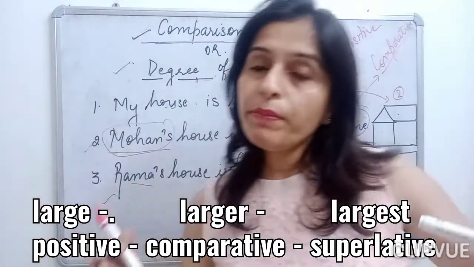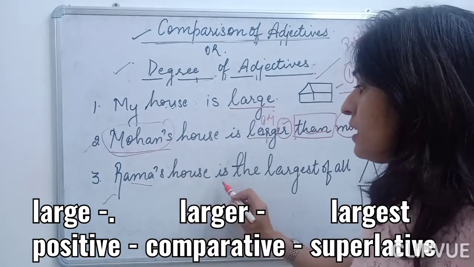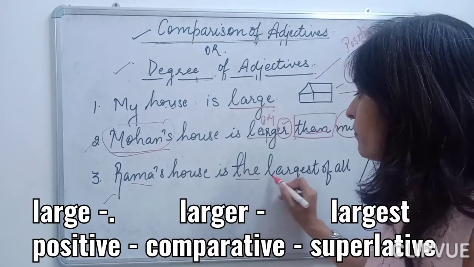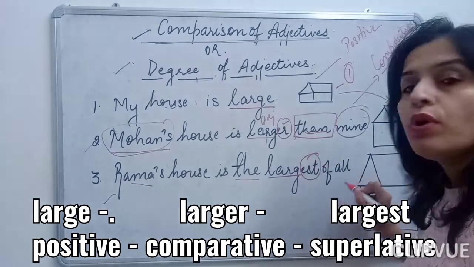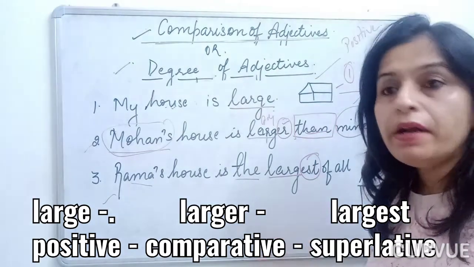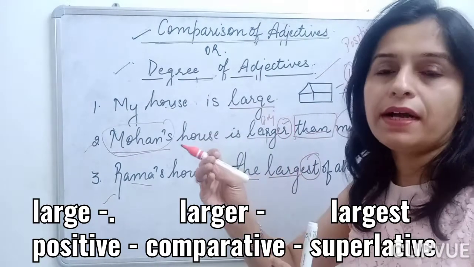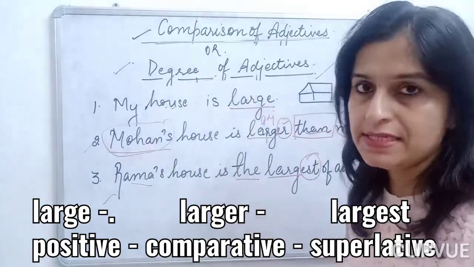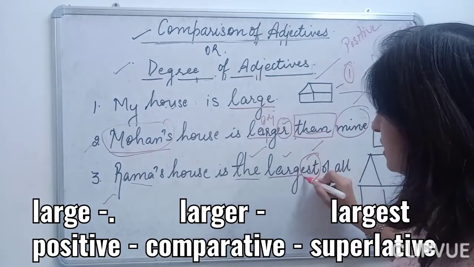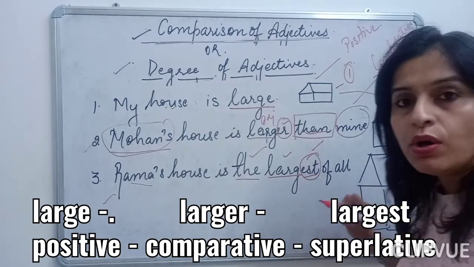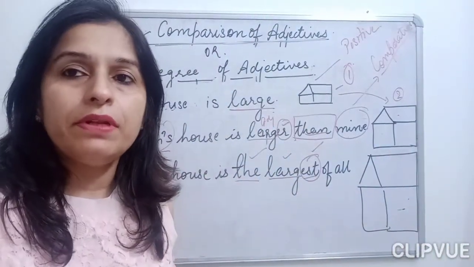So how, मैंने इसे कैसे समझाया सेंटेंस में? Rama's house is the largest of all. रमा का घर हम सबसे बड़ा है. So उसको सबसे बड़ा दिखाने के लिए what have I added here? The largest, EST of all. Fine. This is one example. Let me give you more example.